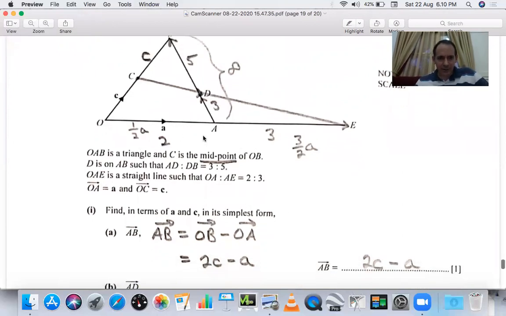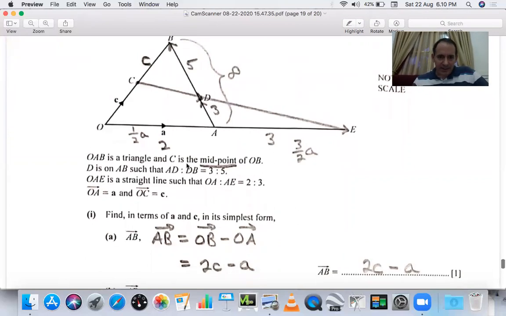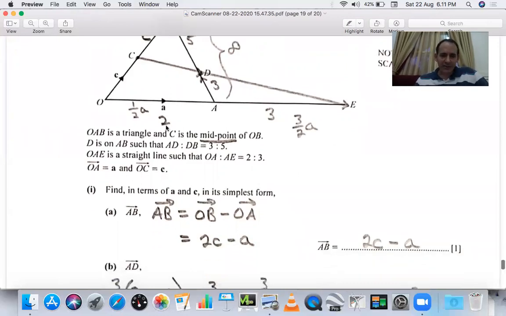There's also a ratio of OA to AE of 2 to 3. But in this case, A is not the total length, so I don't put a total. You could put a total of 5, but in this case, the A is a smaller piece here. It's not a total length. So this A has 2 parts to it. So if the total length is A, then each of the 2 parts has to be half A. Half A and half A make a full A.